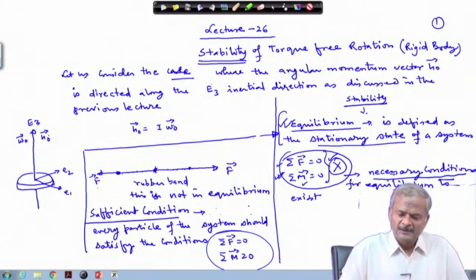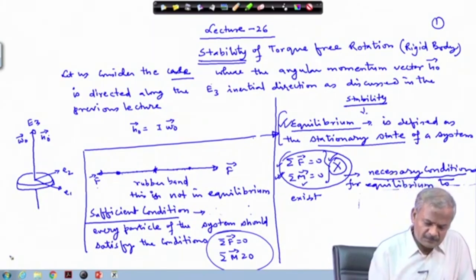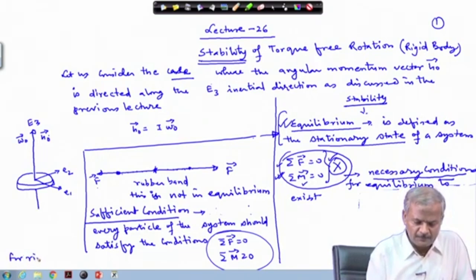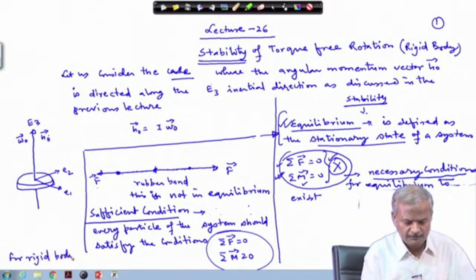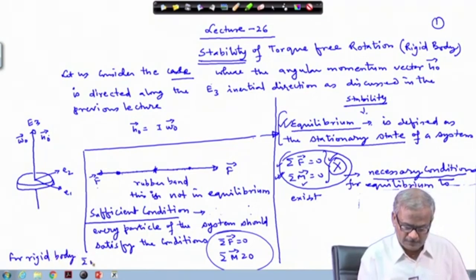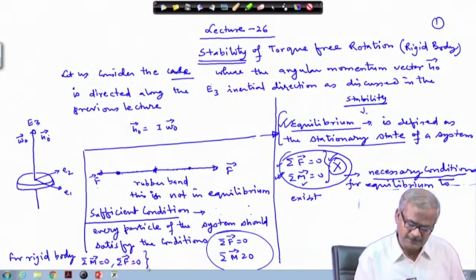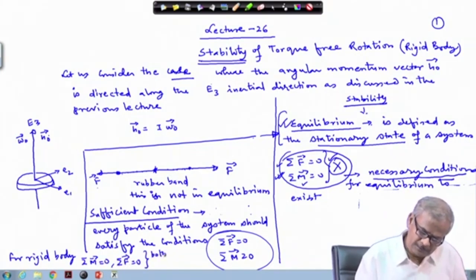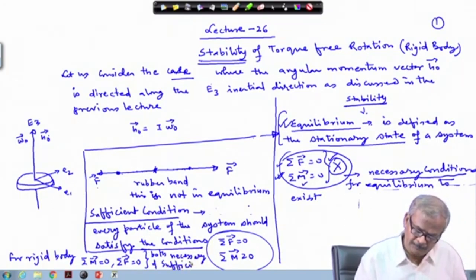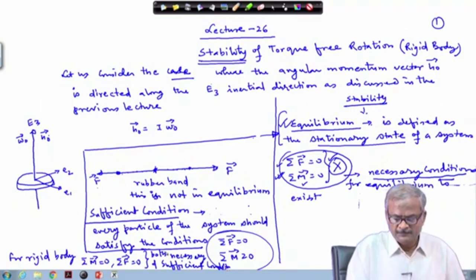So, it so happens that for the rigid body, ΣM equal to 0 and ΣF equal to 0, these are both necessary and sufficient conditions, because in that case, once the body is rigid, there will be no extension.